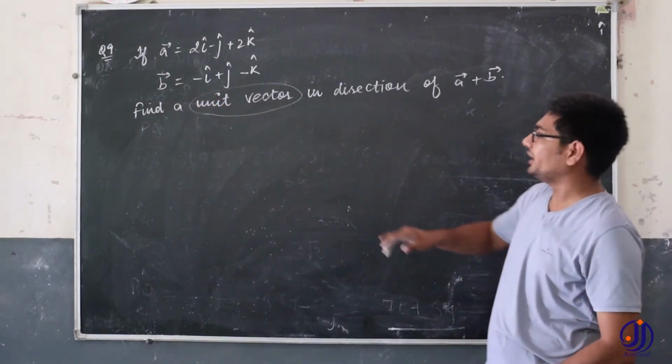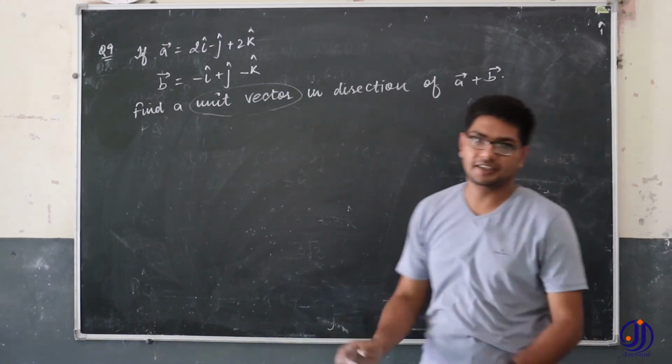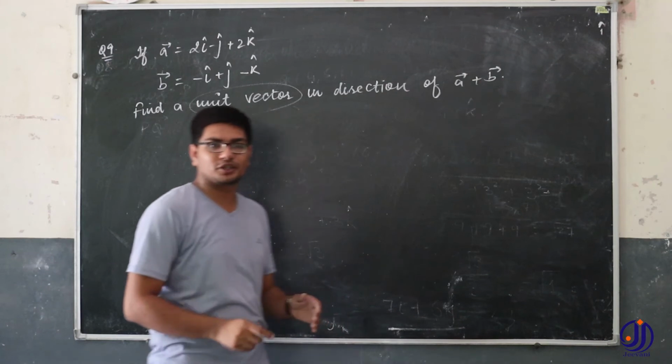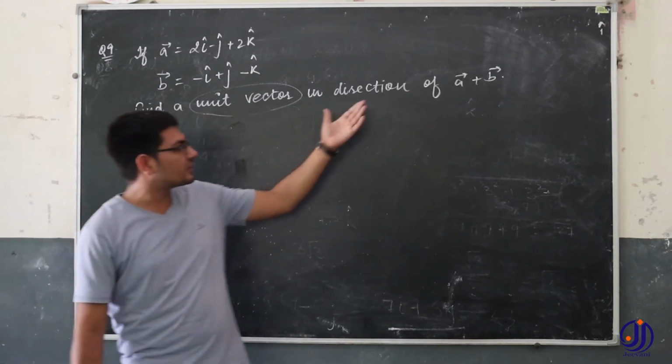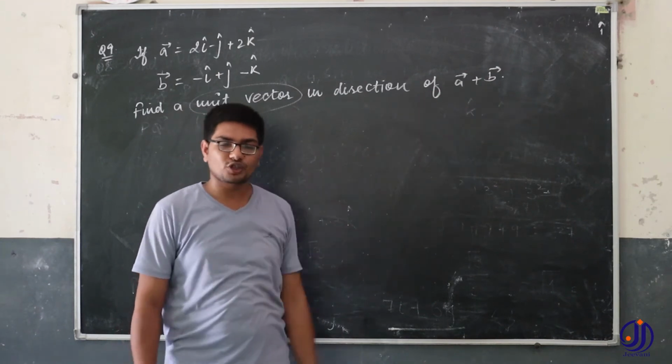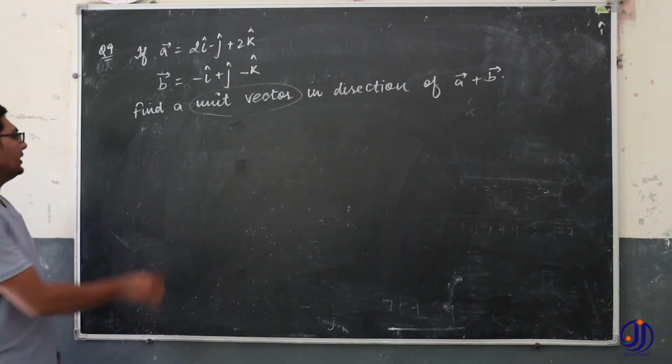In question number 9, we have to find a unit vector which is in the direction of A plus B. It is very similar to the previous question we have done, right? Again we have to find a unit vector, but now it is in the direction of A plus B. So let us see how we will do it. So first of all, we need to calculate A plus B.